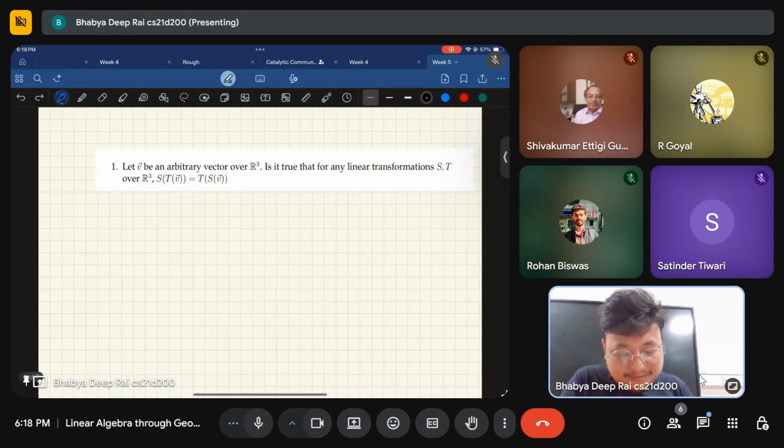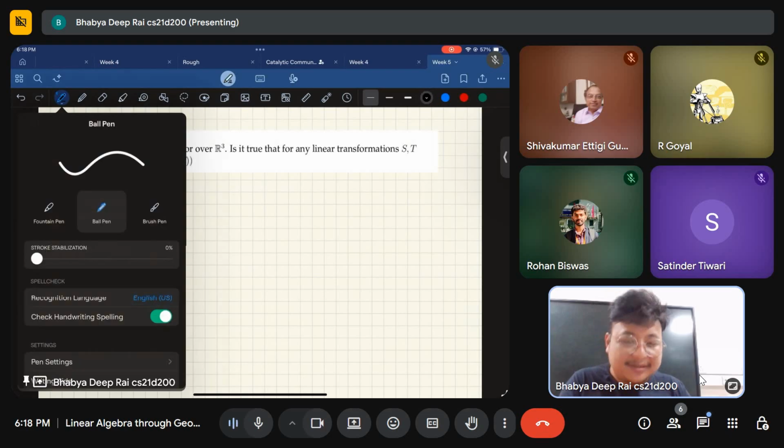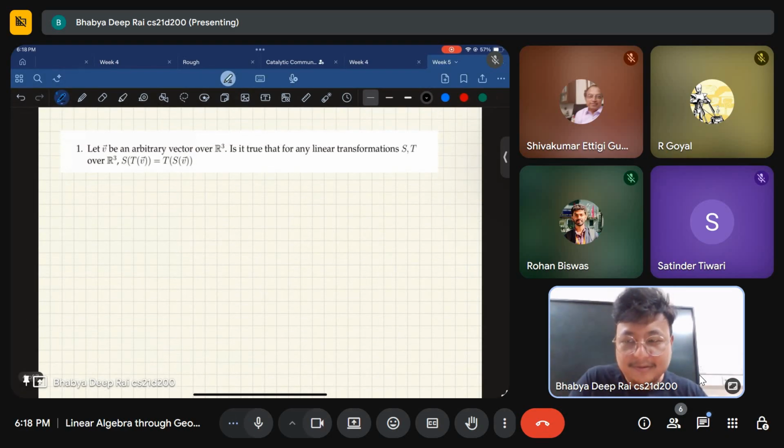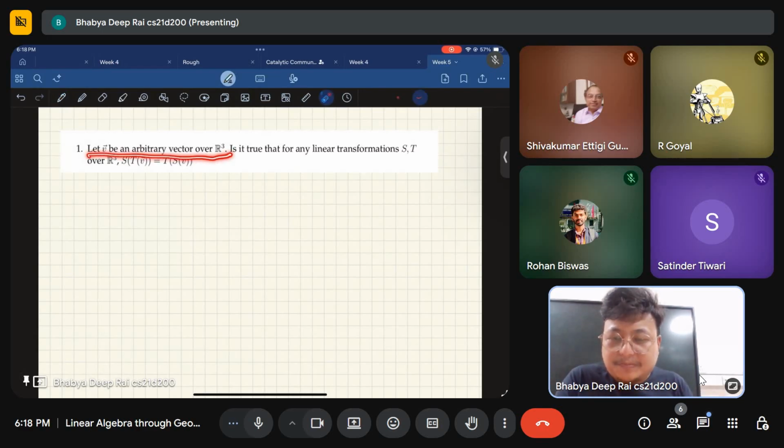Now let's move on to the main questions. This first one is a rather simple question. I just want you to look at it. Let v be an arbitrary vector over R cube. Is it true that for any linear transformations S, T over R cube, and remember, when I say linear transformation, S and T mean matrices, if I apply the transformation T on the vector v and then apply the transformation S on that, it is the same as applying S first and then T?